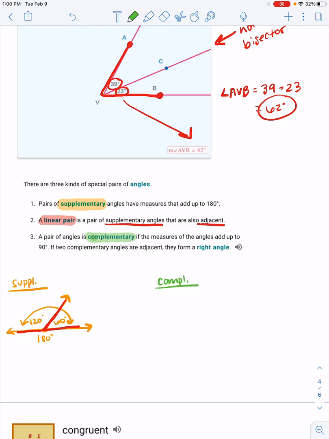So I'm going to abbreviate a little bit. So complementary, let's just make a right angle here. So that's 90 degrees. And then let's say, okay, I'm going to just draw another right inside there somewhere. Let's say maybe this one is 30 degrees and this one is 60 degrees. So they're right next to each other, and if I add them together, they equal 90 degrees, okay? So they would be complementary, and they form a right angle because they're adjacent.